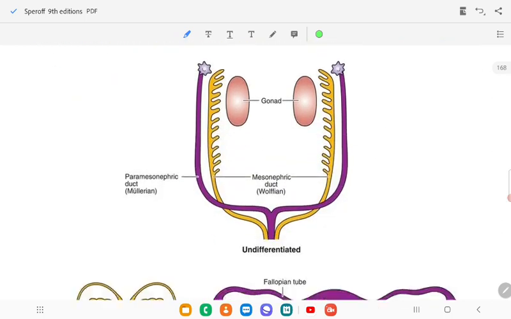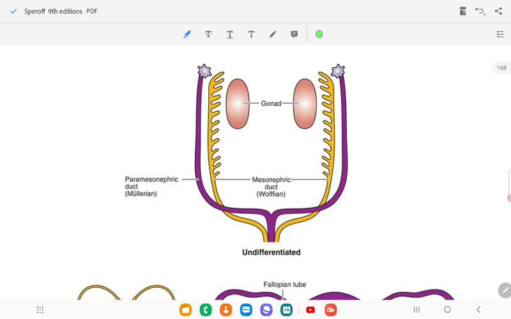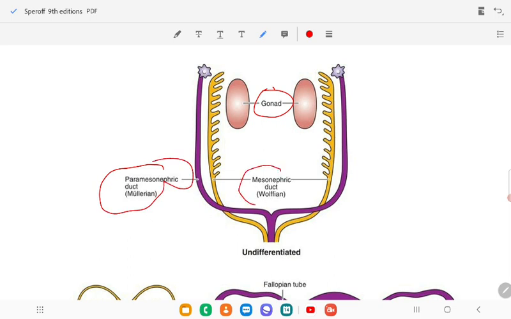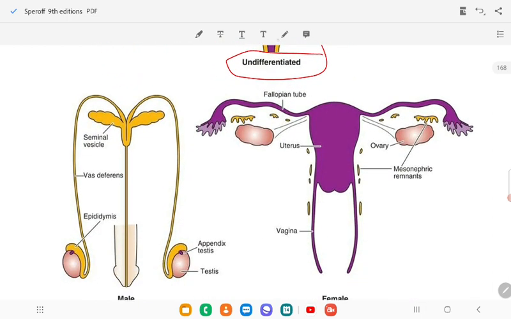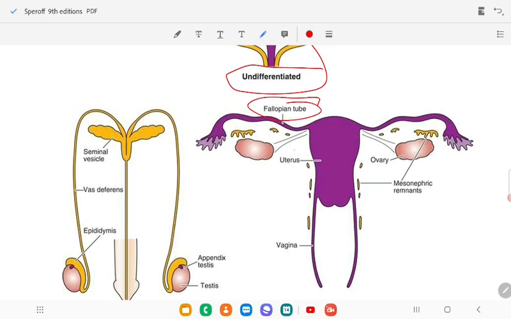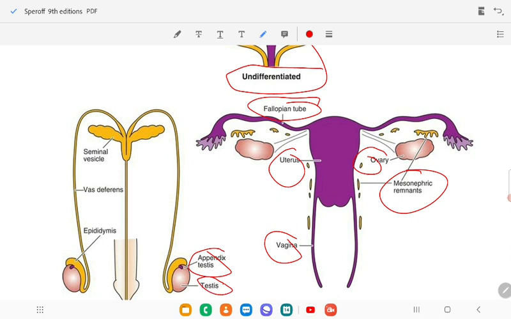This is the gonad, this is the mesonephric duct, and this is the paramesonephric or Mullerian duct, at the undifferentiated stage. The derivatives are the fallopian tube, uterus, ovary, mesonephric remnants, vagina, appendix of the testis, seminal vesicles, vas deferens, and epididymis.